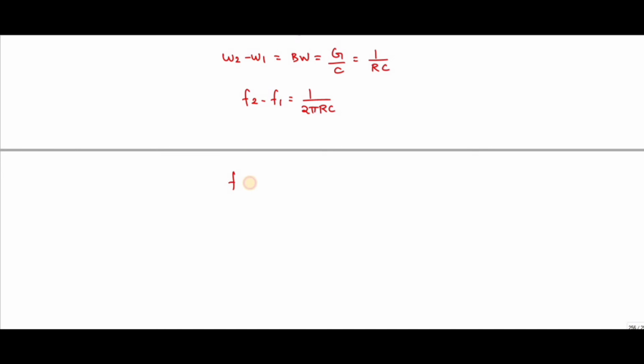So this I can write as F2 minus F1, that is equal to 1 divided by 4 pi RC plus 1 divided by 4 pi RC. If I add these two, I will get 1 divided by 2 pi RC, and FR minus FR cancels. So from this I can write F2 is equal to FR plus 1 divided by 4 pi RC. This is equal to FR plus bandwidth.